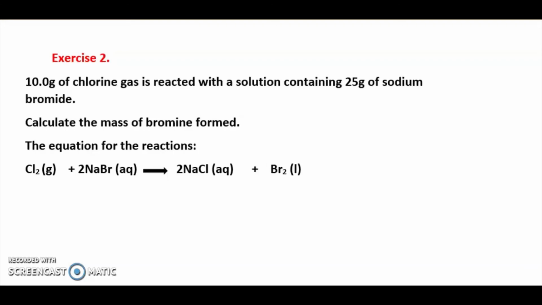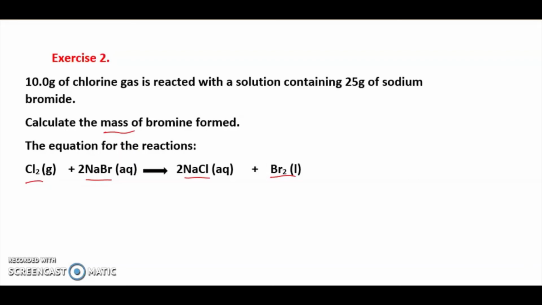Now let's see what you've done. Over here, what do we have? We have the reactants, chlorine and sodium bromide. And the products, we have sodium chloride and bromine. So remember, we need to calculate the mass of bromine that is formed. And bromine is the product.